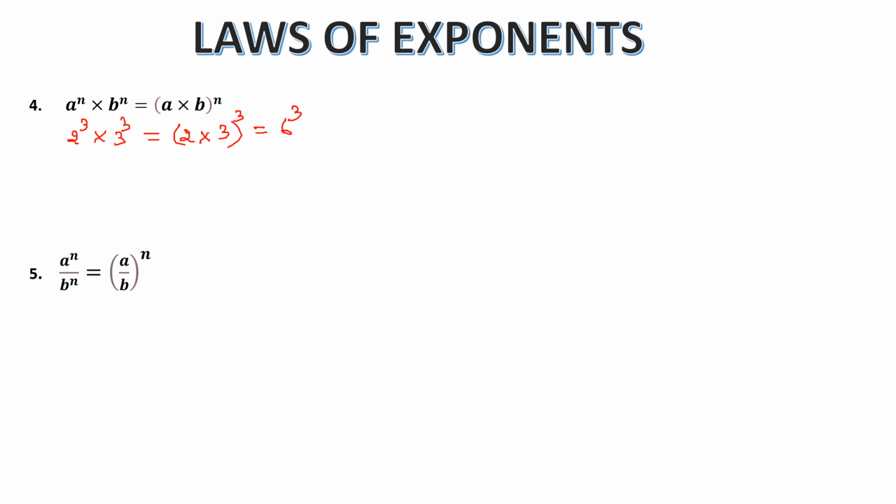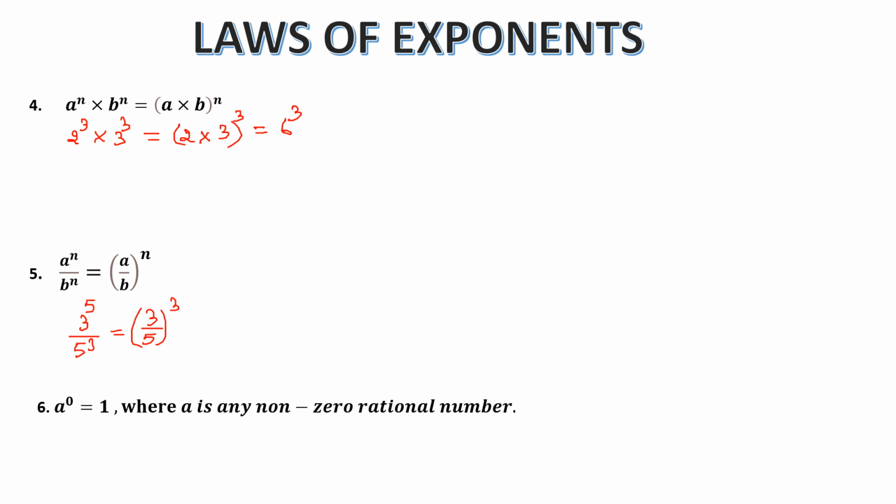Next, same thing, if the base is different but the power is same and you are dividing, then you can write it as a by b whole n. So if it is 3 cube by 5 cube, you can write it as 3 by 5 whole cube.